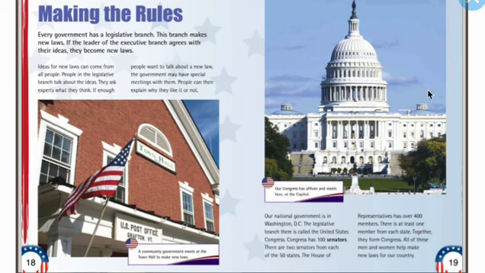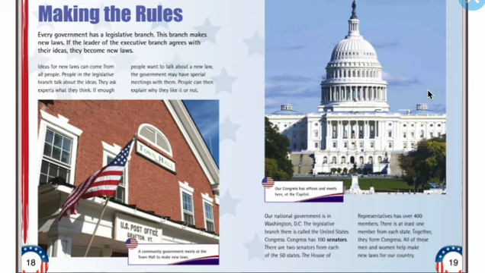So, making the rules. Every government has a legislative branch. This branch makes new laws. If the leader of the executive branch agrees with the idea, then they become a new law. Ideas for new laws can come from all people.